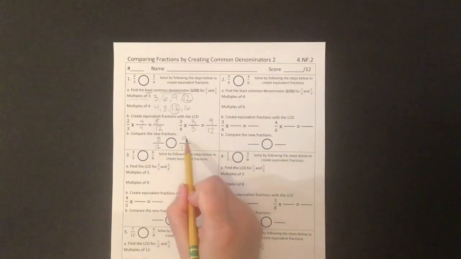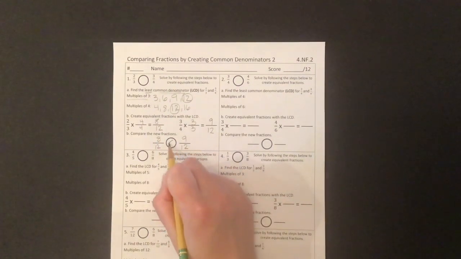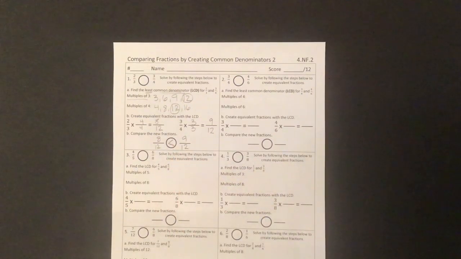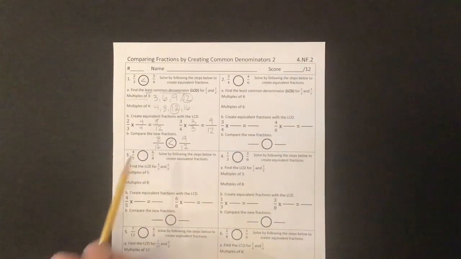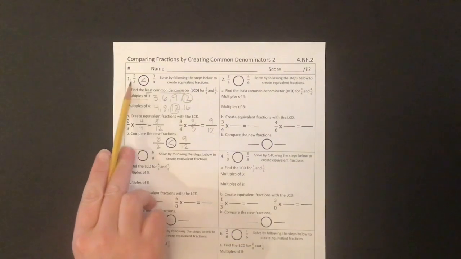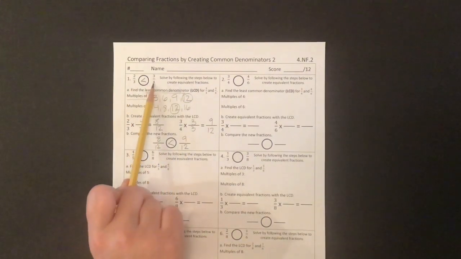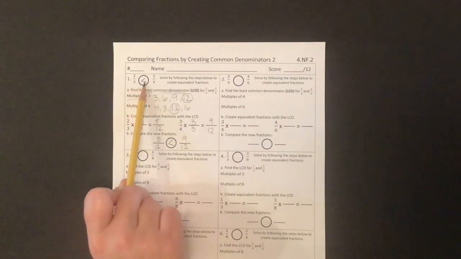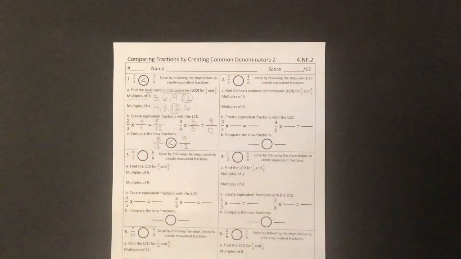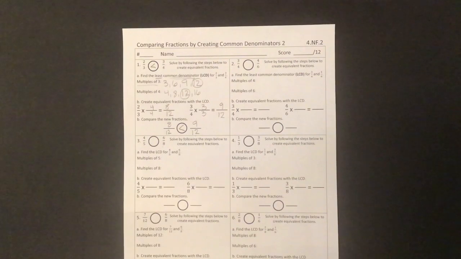We know that 9 pieces are more than 8 pieces. So this is a less than. The original amount for 8/12 was 2/3, and the original amount for 9/12 was 3/4. So 2/3 is less than 3/4. Let's go ahead and look at number 2, 3/4 compared to 4/6.